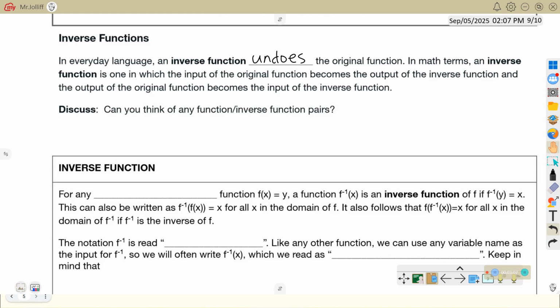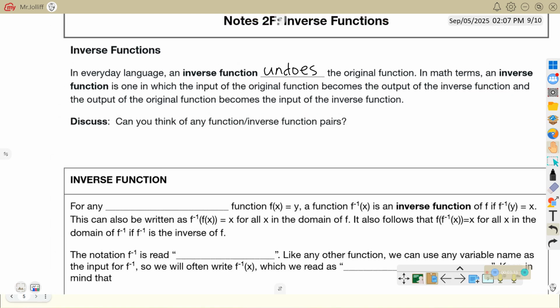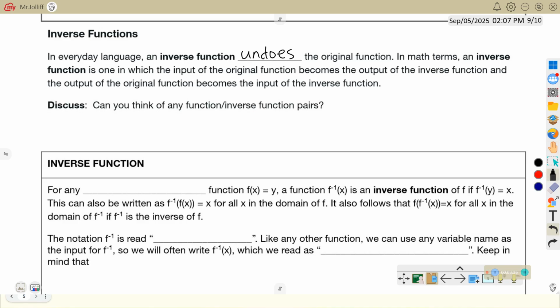Okay, who's got an example for me? Two functions that undo each other. Any examples? I know you know of at least one because you would have seen it in Math 2, I believe, when you were learning to solve quadratics. Squared, and how do we undo squares? Square roots. Heck yeah. It's a perfect example.